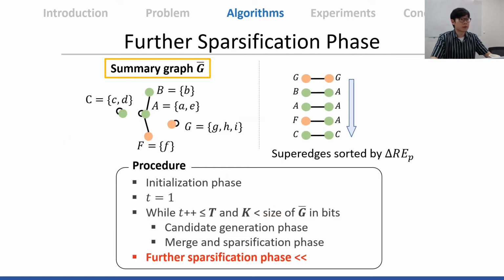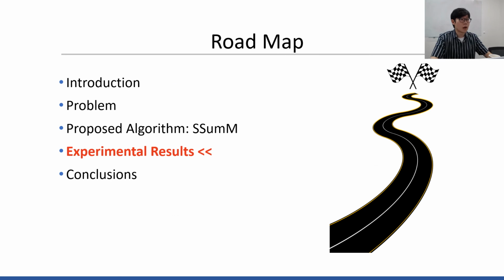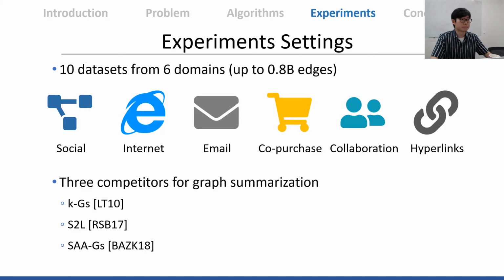If the size in bits of the summary graph is still greater than the desired size k after t iterations, SSumM runs the further sparsification phase. In this phase, SSumM drops superedges greedily, while increasing the reconstruction error as little as possible, until the size in bits of the summary graph becomes smaller than the desired size k. I've covered detailed concepts of SSumM. Now let me share experimental results about SSumM.